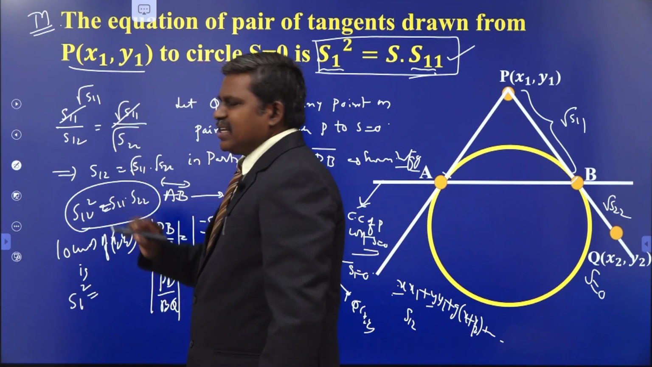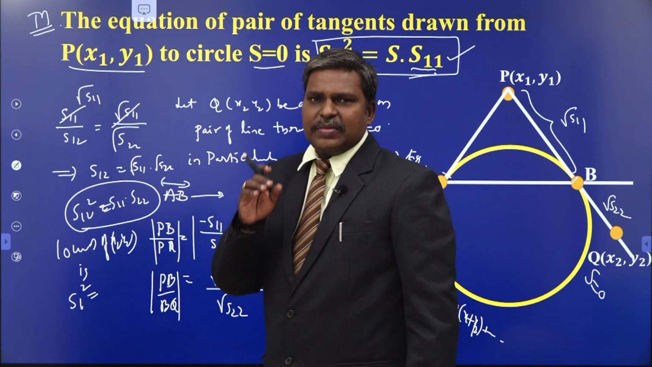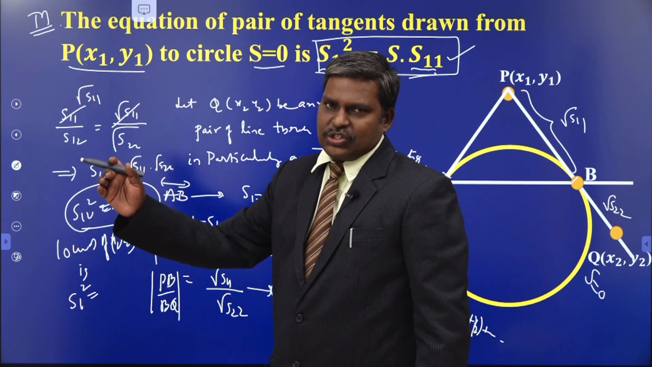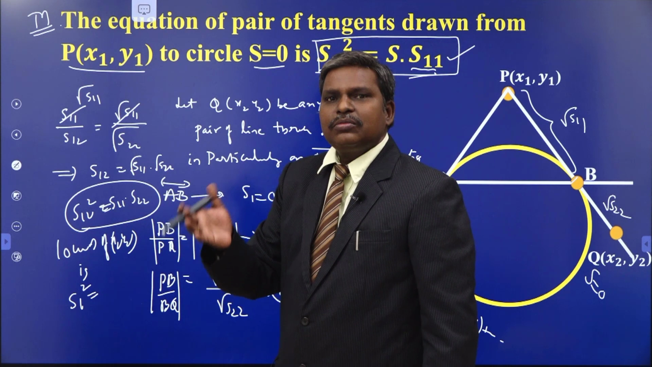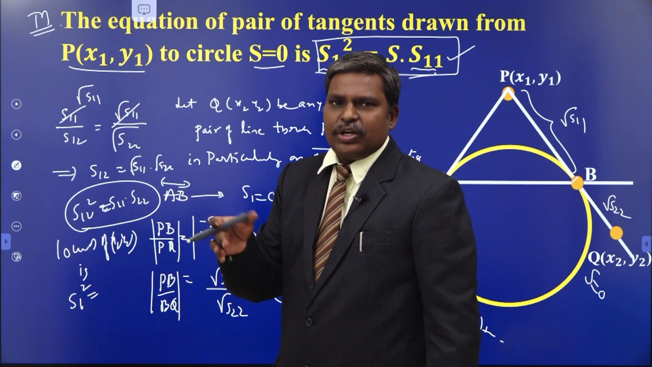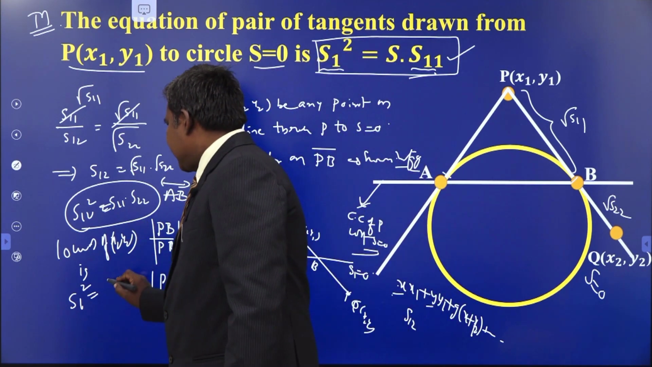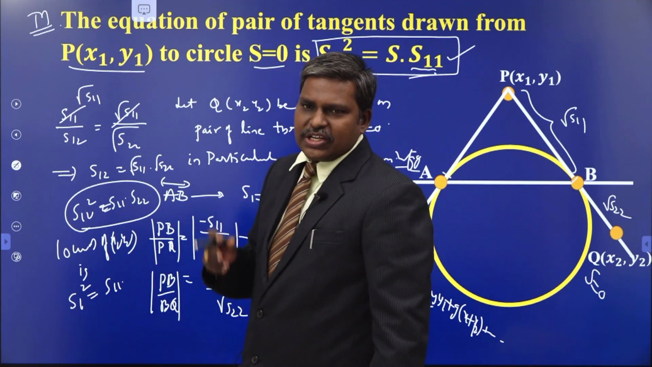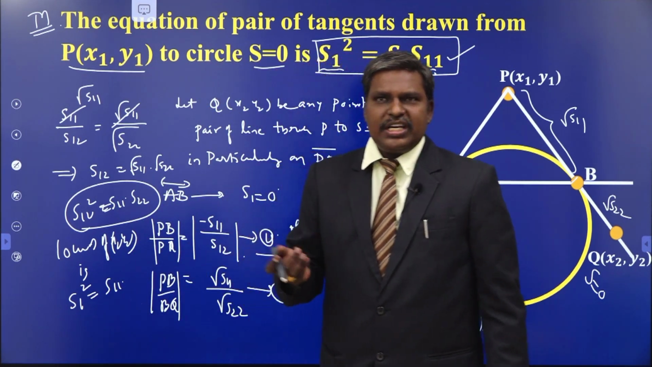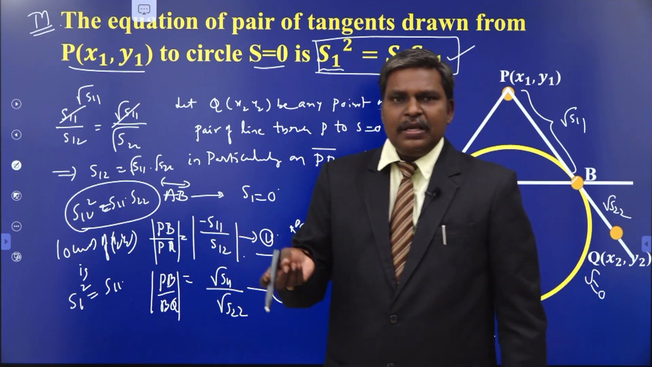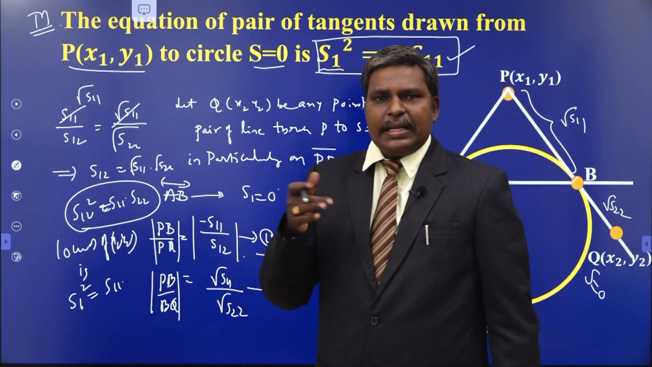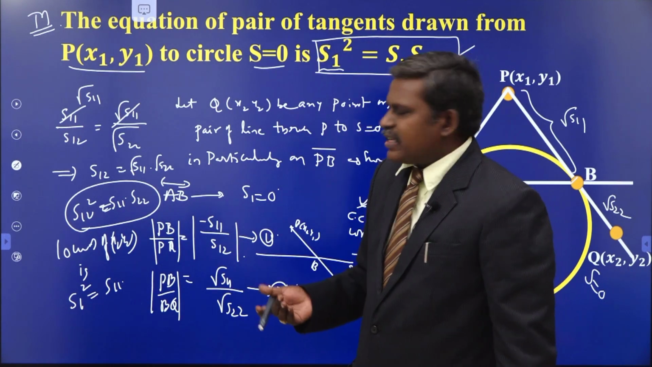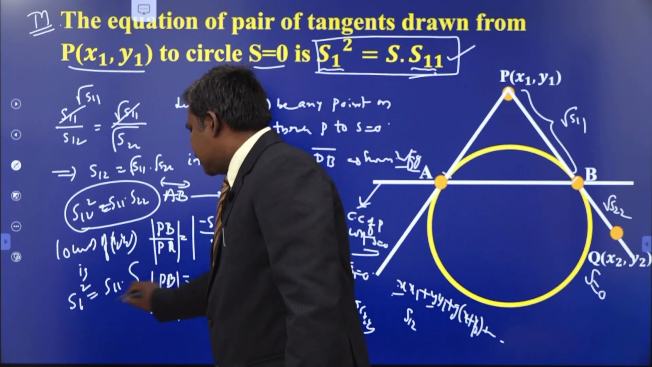There is no change in S11 because S11 is nothing but x1 square plus y1 square plus and so on. There is no x2, y2, so no need to write replacing x2, y2 by x1, y1. So S11 itself is there. What about S22? S22 means x2 square plus y2 square plus 2gx2 plus 2fy2 plus c. Instead of x2, y2, you have to write x comma y, then that becomes the expression S.